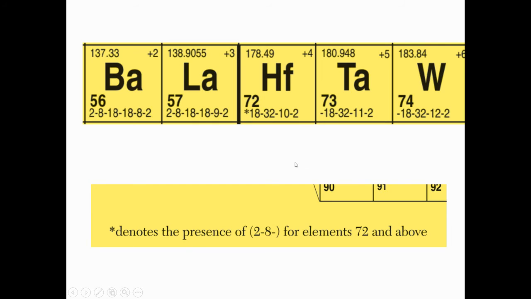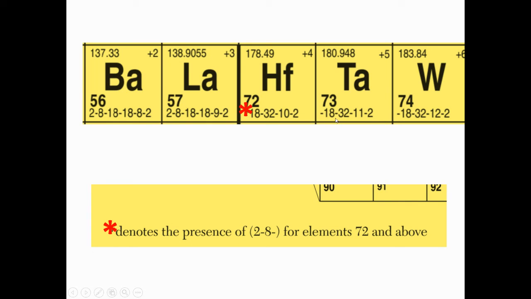One last weird little thing about the periodic table. When you get up to element 72, there's this little asterisk, this little star right here, and then you go to the little star at the bottom of your periodic table, and it says basically that this star denotes the presence of 2-8 for element 72 and above. All this means is that they ran out of room. The electron configurations got so big that they couldn't fit them, and so after element 72, the little dash means you should just stick in a 2-8 there. They didn't have room for it, and so they're saying all of the rest of the elements start with a 2-8, and then they end with whatever they give you here.